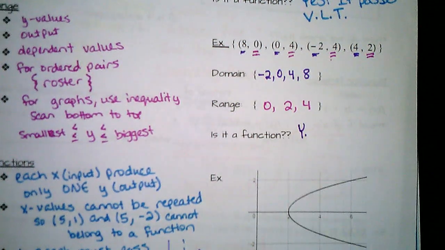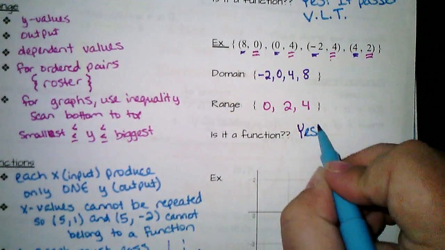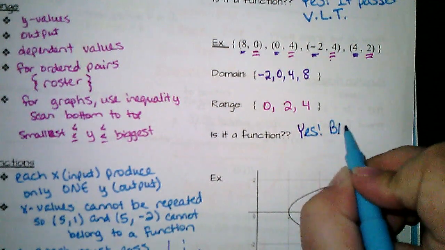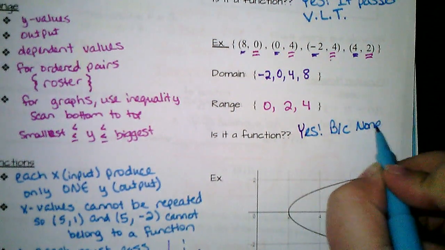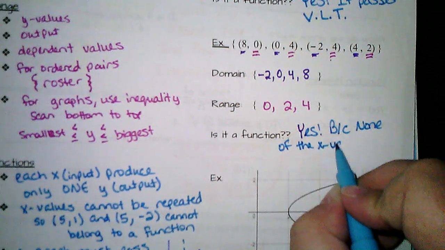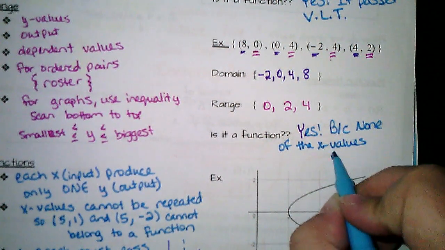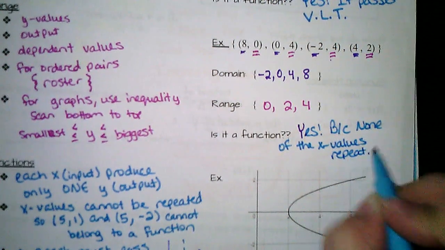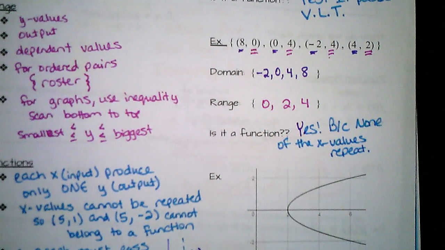Nope, wrong color, Mrs. Black. Yes, it is. Why? Because none of the x values repeat. They all are a one and done.